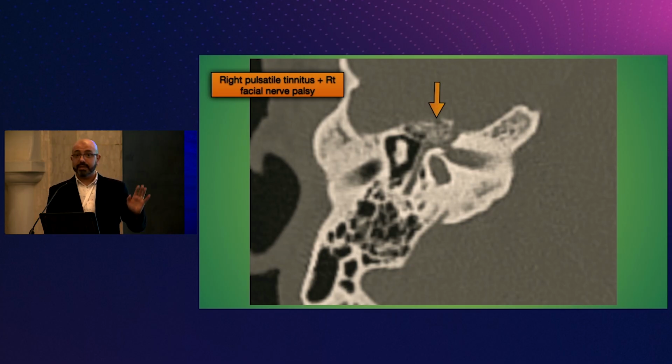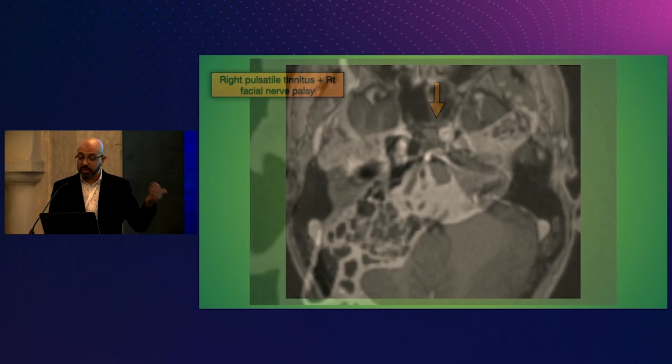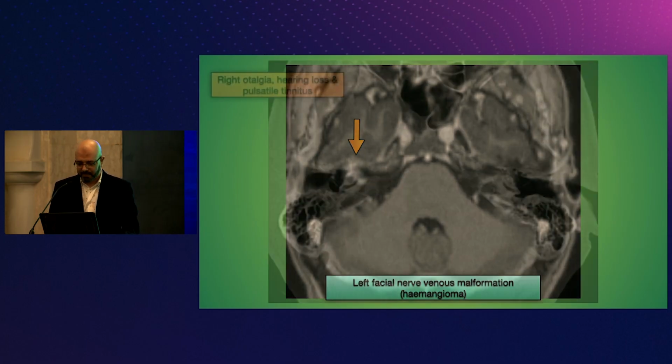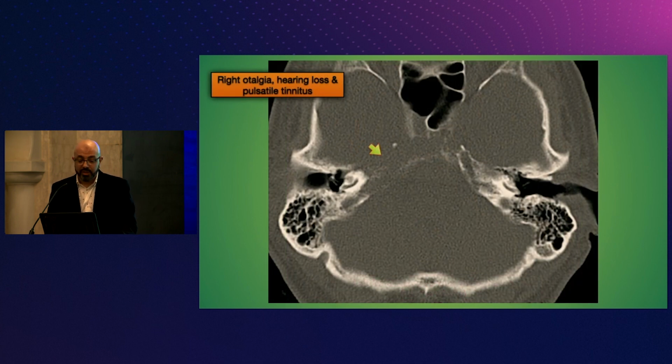Again, CT is an easy diagnosis to make, but of course, a patient like this, you need to recall for MR because you will never appreciate the enhancement on the post-contrast scan with CT. So you need to recall them for an MR. Patient with right otalgia, hearing loss, and pulsatile tinnitus. So what's wrong here? Again, easy diagnosis to make on CT.